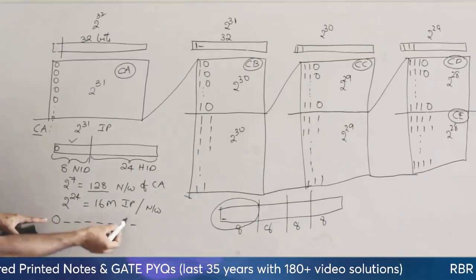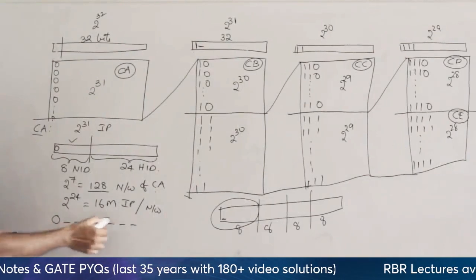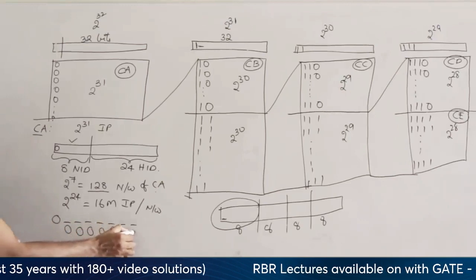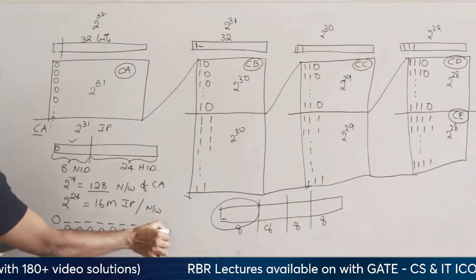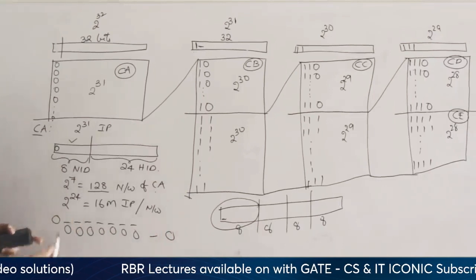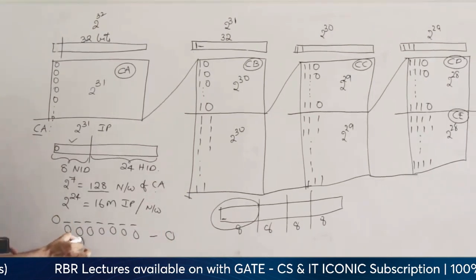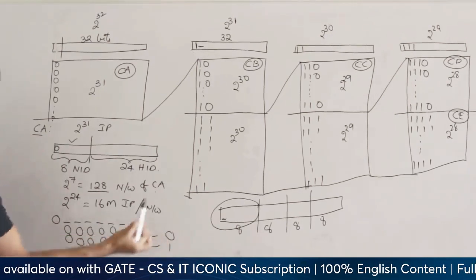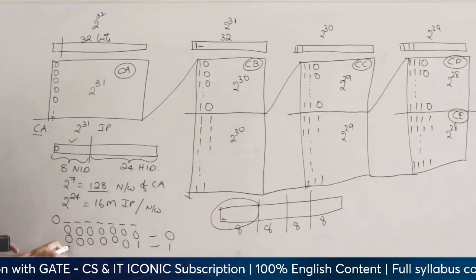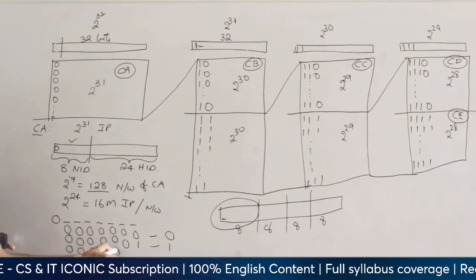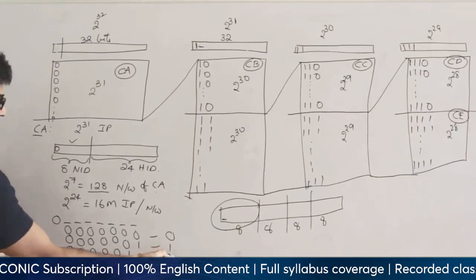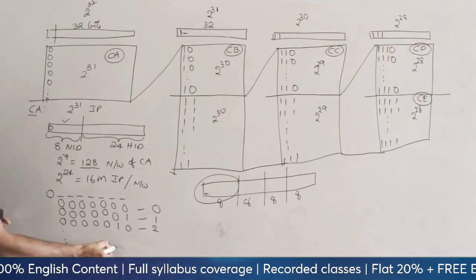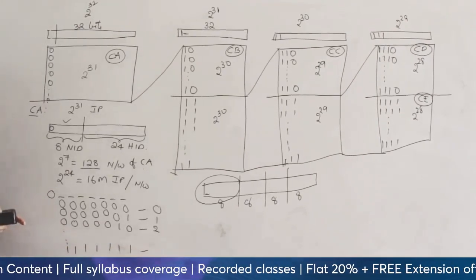So now, 0 and all these 7 bits can be zeros: 0 0 0 0 0 0 0. Therefore the starting number is 0, and the next one is 0 0 0 0 0 0 1, therefore the next number is 1, right? And the next one is 0 0 0 0 0 1 0, therefore the next number is 2, and so on. The last number is 1 1 1 1 1 1 1, 7 ones. 7 ones is nothing but 127.